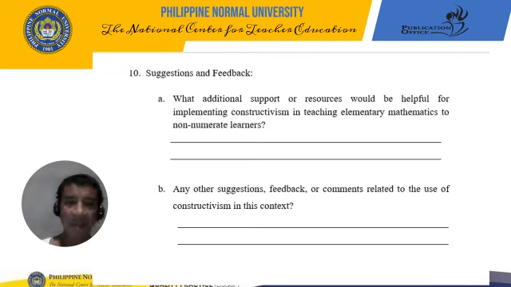Letter B, any other suggestions, feedbacks, or comments related to the use of constructivism in this context?